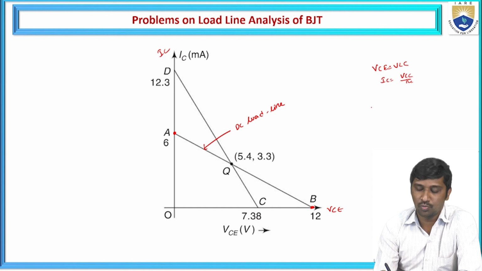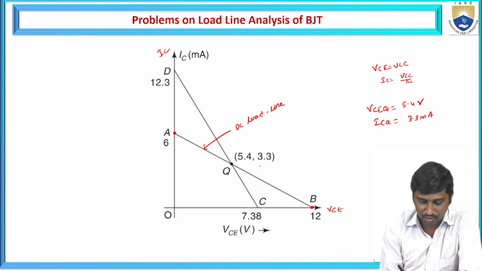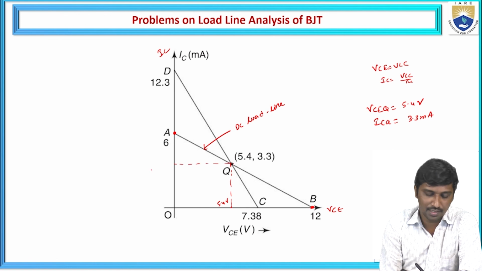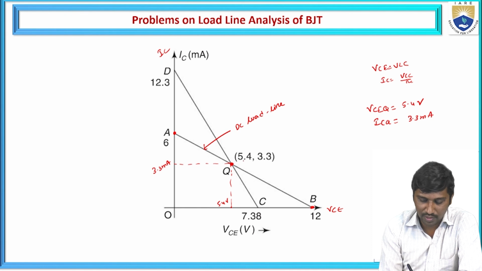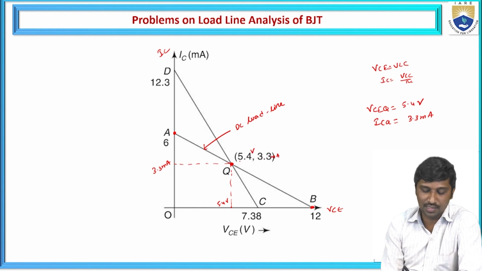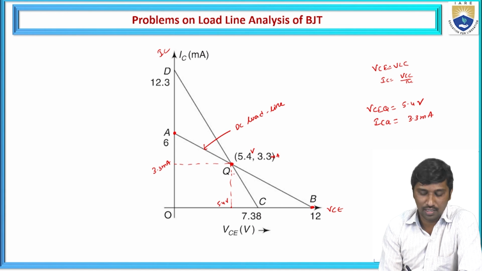Then we also observe the Q point parameters based on the voltage divider. We observe that VCEQ is 5.4 volts and we got ICQ as 3.3 milliamps. Hence, I need to define this point. So this is 5.4 volts, and on the y-axis we take 3.3 milliamperes. The intersection of these two points, 5.4 volts and 3.3 milliamps, on the DC load line defines the Q point.